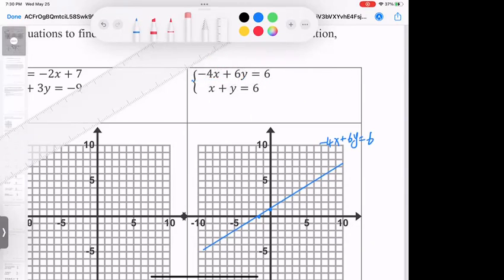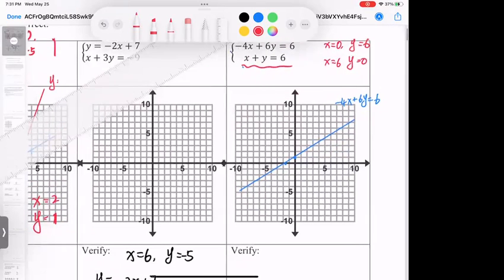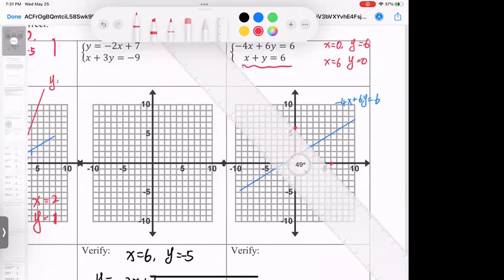Let's draw in the next one. The next one is pretty easy: x plus y equals 6. I got to use the red line, right? So when x is 0, basically y is 6. When y is 0, x is 6, right? So basically 0 and 6, 6 and 0. We're connecting those 2 dots.